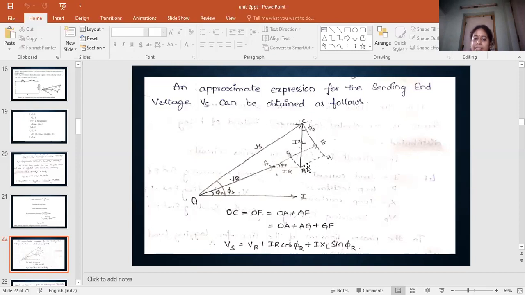So BH equal to IXL into sin phi r. Okay, so BH equal to GF. In the place of GF, we can write IXL into sin phi r. This is the approximate expression only, okay, it's not the derivation. We can approximately draw the line up to the VS, and imagine that it's forming a right angle triangle here. So that's the image of the AGB, okay, and here also same format.